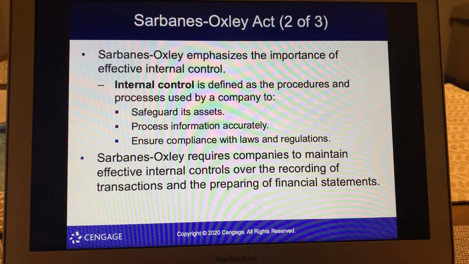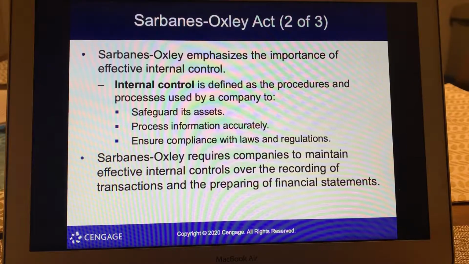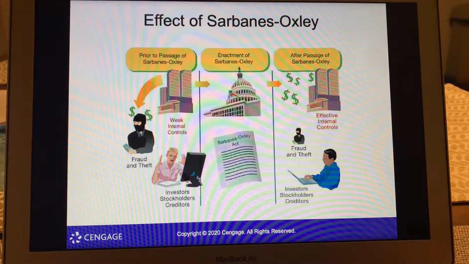Internal control is defined as the procedures and processes used by a company to safeguard its assets, process information accurately, and ensure compliance with laws and regulations. So Sarbanes-Oxley requires companies to maintain effective internal controls over the recording of transactions and the preparing of financial statements.